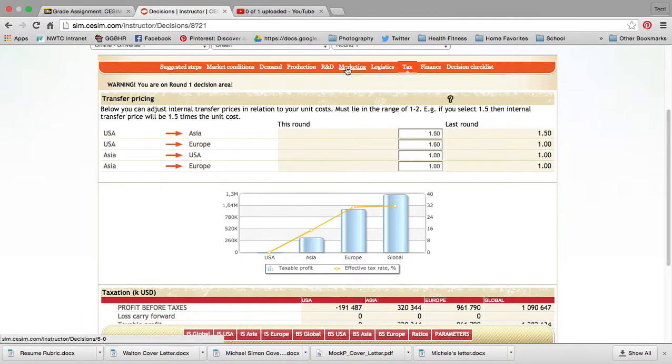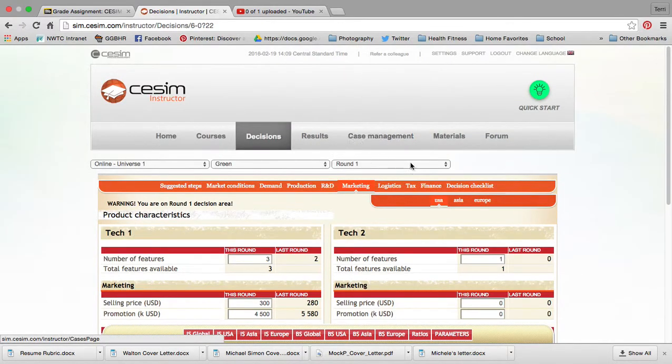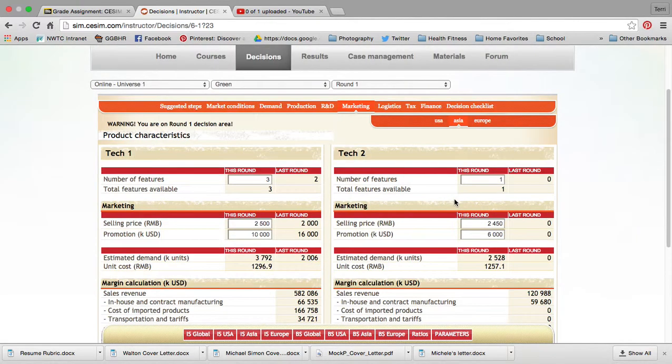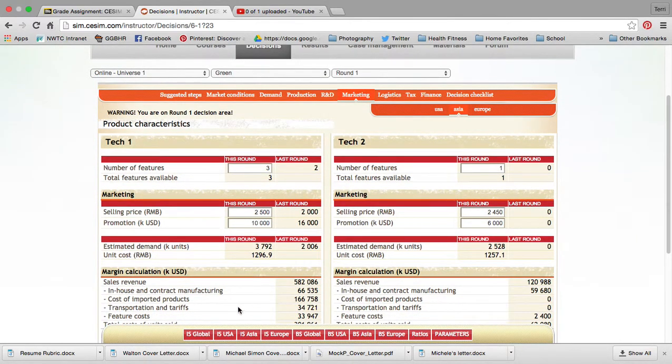So if I would go over to my marketing page and take a look at Asia, as a quick example, you will see that the cost for the product might be a little bit higher than another team's cost of the product. So that could end up costing you a little bit more in the end. So watch your pricing that way. It does come back to bite you.